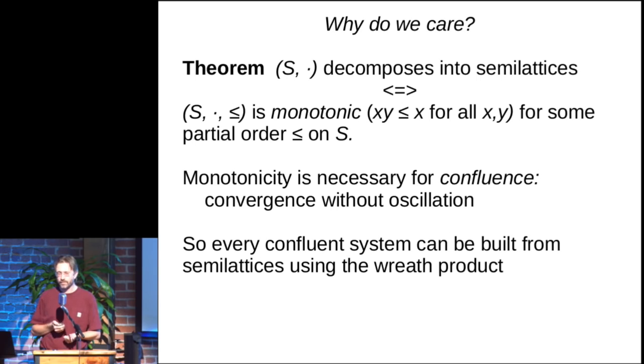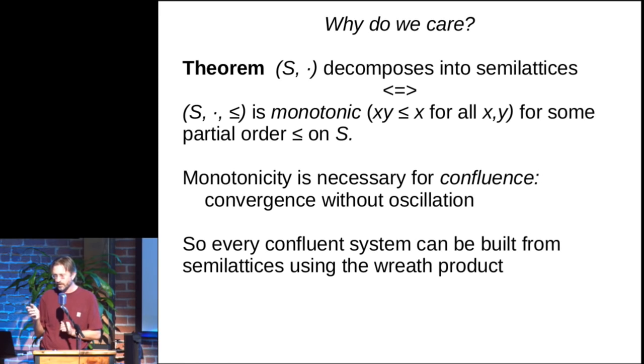Monotonicity is necessary for confluence. Confluence, I don't want to get into the definition here, but roughly the idea is it's stronger than convergence, but you also avoid oscillation, so that as you're watching this system converge, you can take a snapshot of it at any point and rely on whatever you saw there, because things are only going to get more so or less so, whichever direction you're looking.